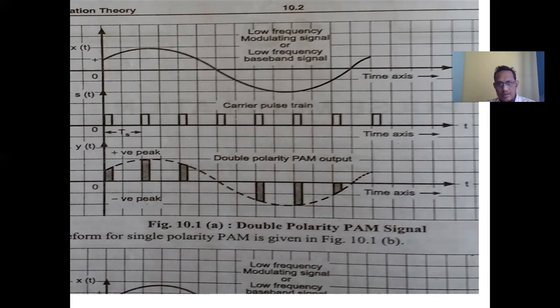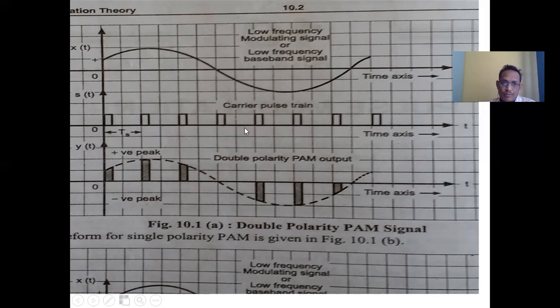I will explain how you can obtain pulse amplitude modulation, as I said earlier. In this case, this is a low frequency signal. This is called a modulating signal, otherwise I will call it a baseband signal. This is amplitude, this is time. This is the modulating signal. Then this is a pulse train, which is the high frequency carrier signal.